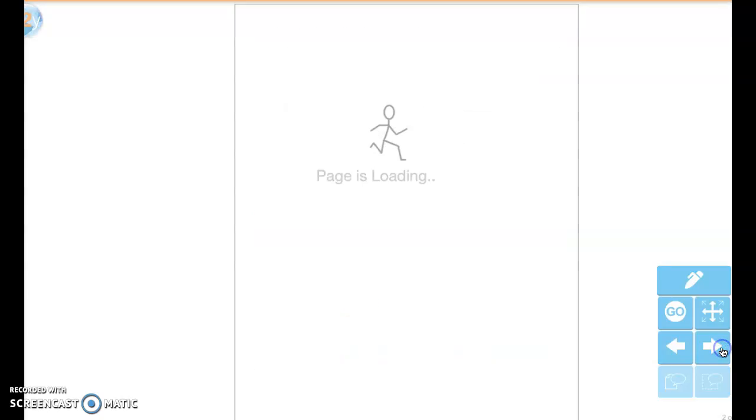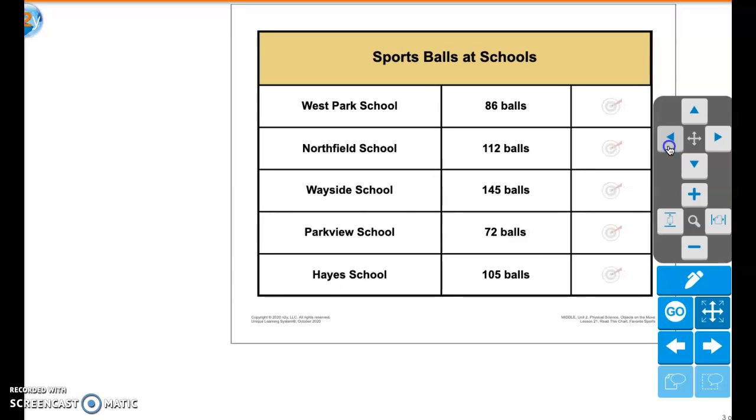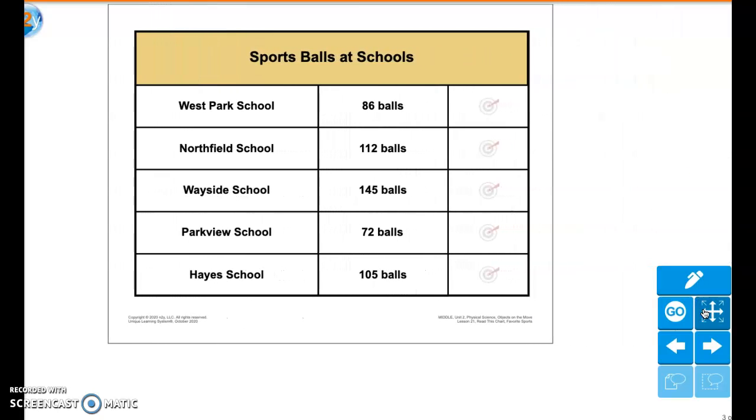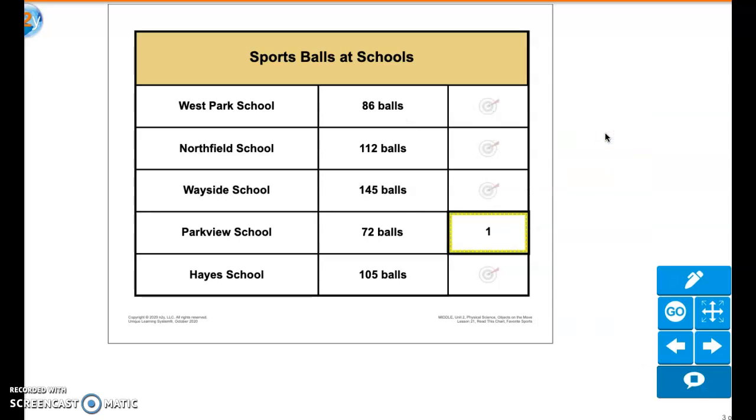Okay, let's give it a try. So move this over. What we're going to do first is order these numbers from smallest to largest. So when you click on these, it's going to give you a choice, okay? So this number is the smallest. I'm going to put a 1. Which number comes next? Which is the next smallest?